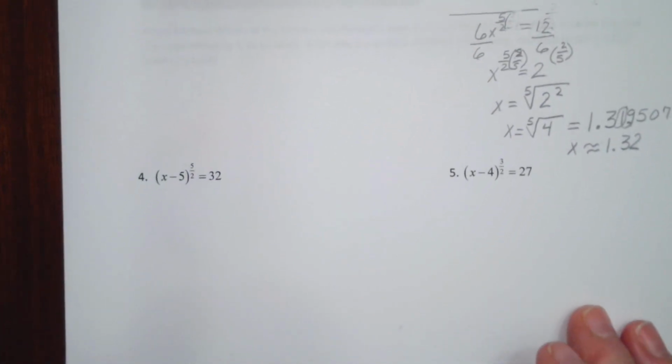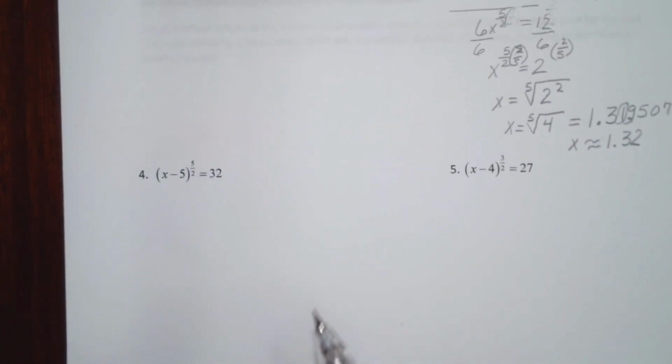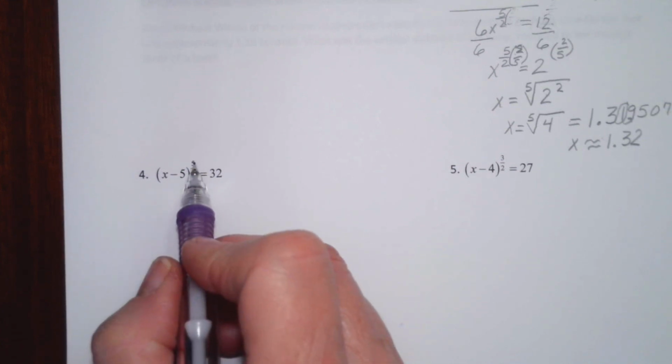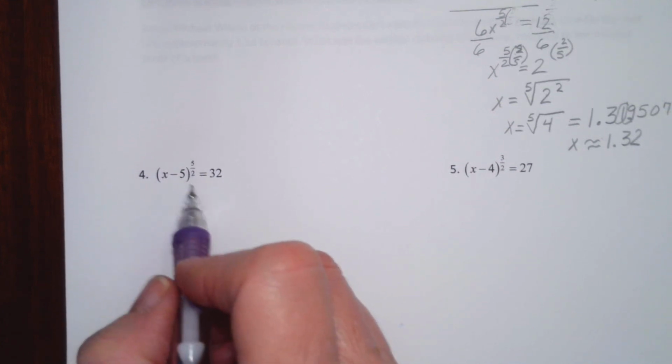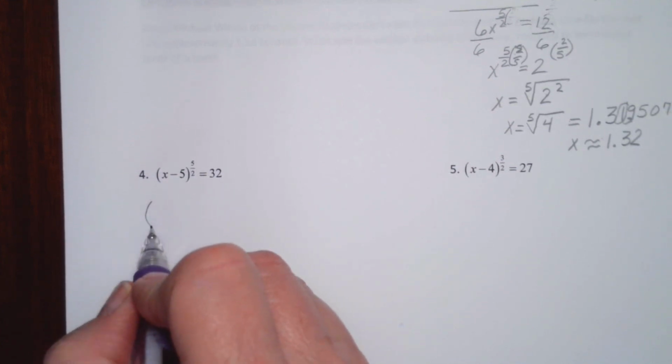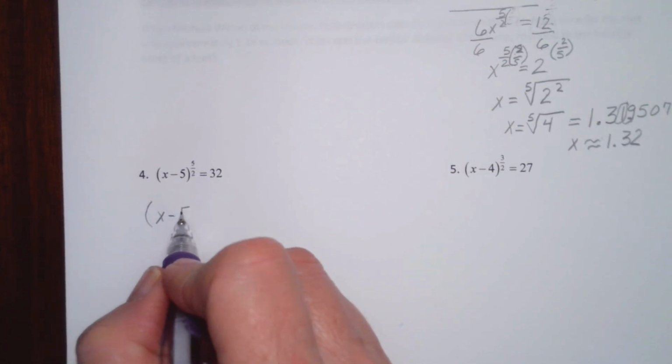All right. So the next type we're going to do is, what if we have a rational exponent with a parentheses around it? Same thing. We're going to go x minus 5.